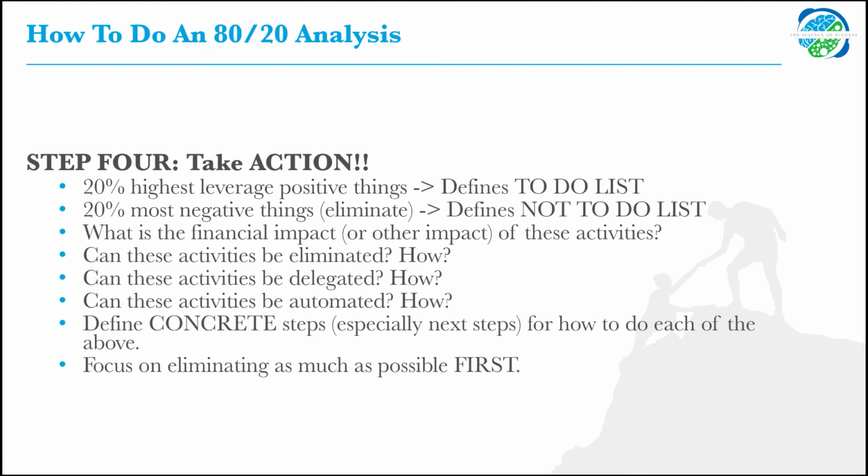The 20% most negative things, these should define your not-to-do list. These should be things you should be actively creating action items around, eliminating, not doing, or thinking about more specifically, how can you delegate them? How can you eliminate them? How can you automate them?